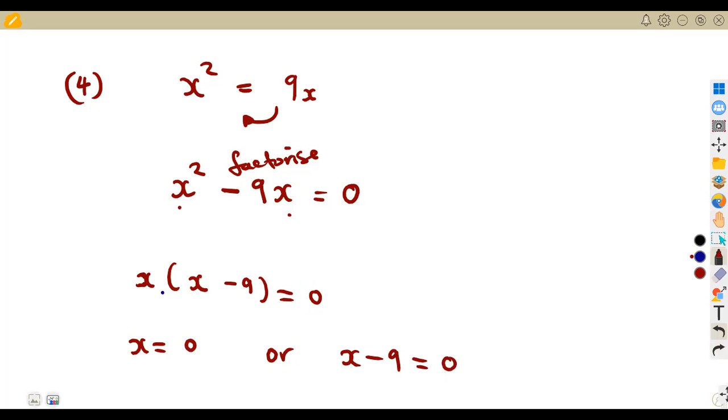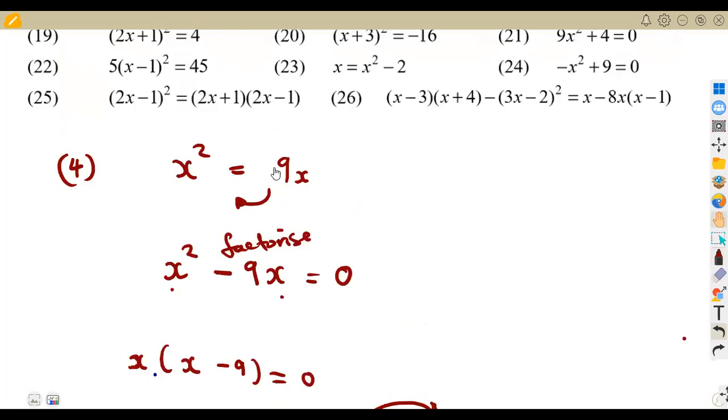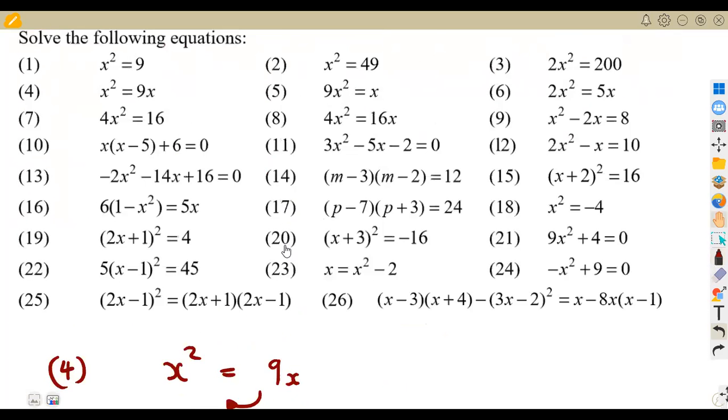So already here I've got a solution that x is equal to 0. What about from x minus 9? If I transpose the negative 9 to that side, it means x is going to be what? A positive 9. So these are the two solutions that satisfy the value of x, that we can substitute here and get the same answer that we have. Okay, so that is how you play around with these typical equations.